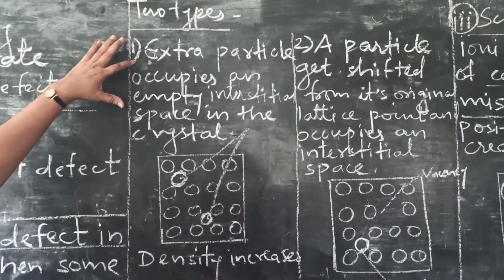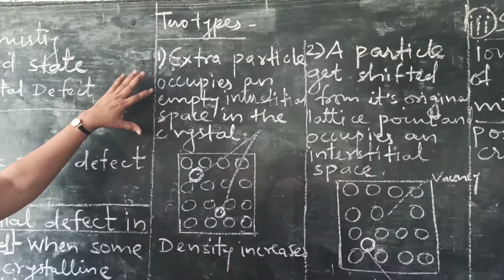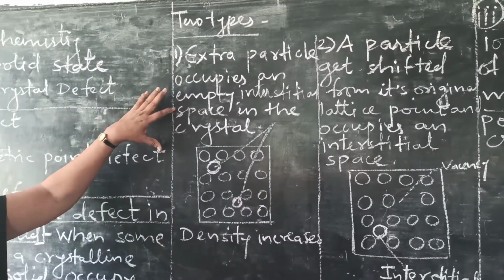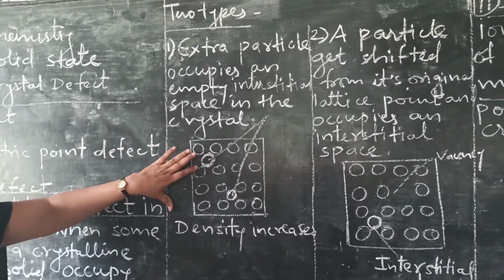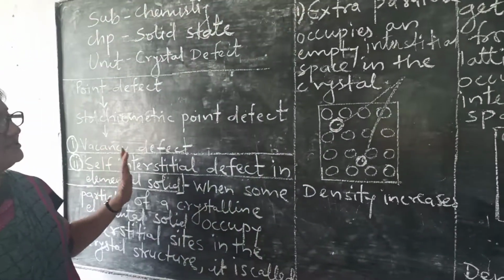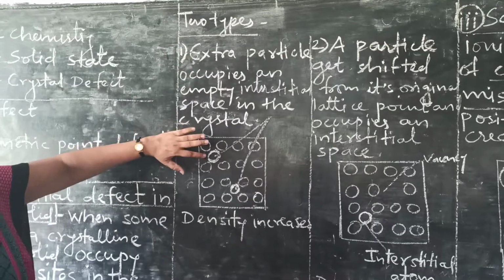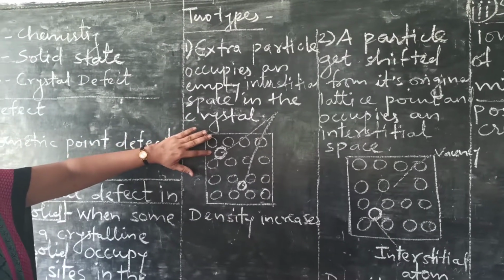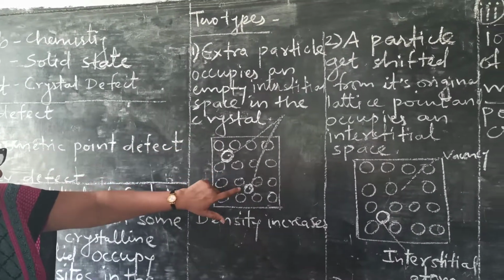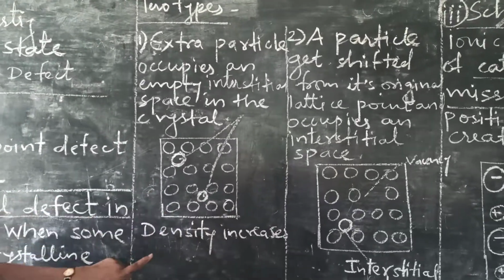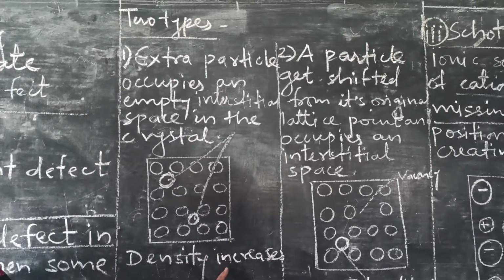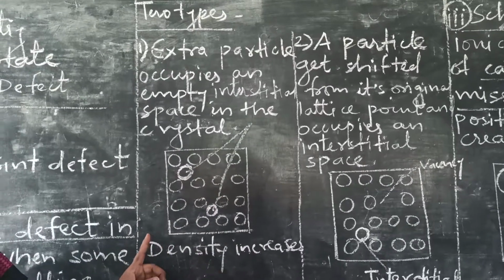When an extra particle occupies an empty interstitial space in the crystal, it is the self-interstitial defect. Like in this case, the extra particle is observed here. Here extra particle, here again extra particle. So the density increases because volume remains the same.